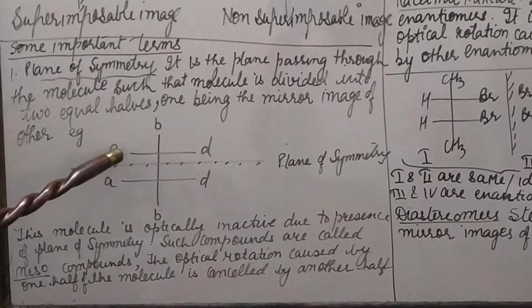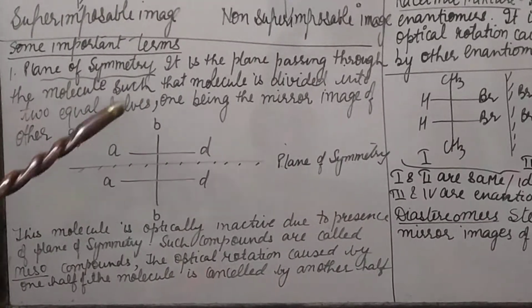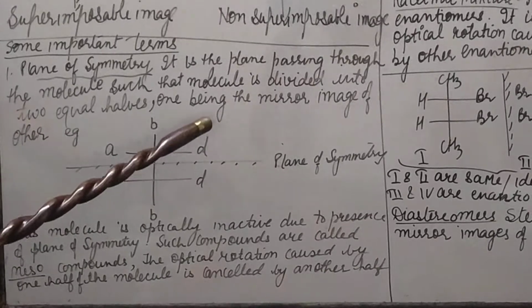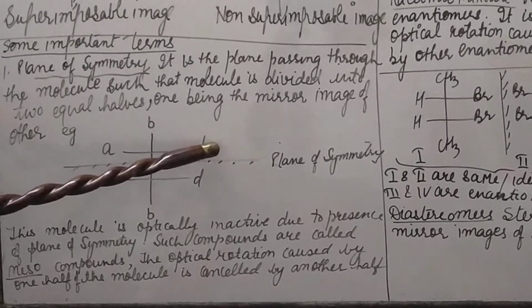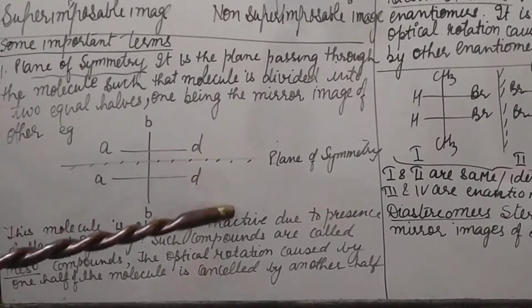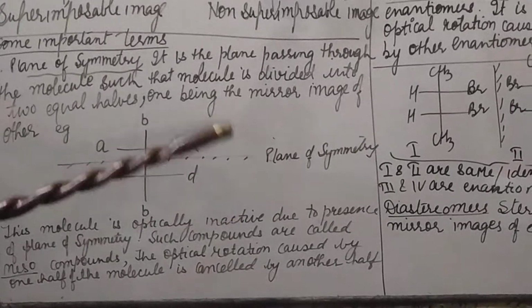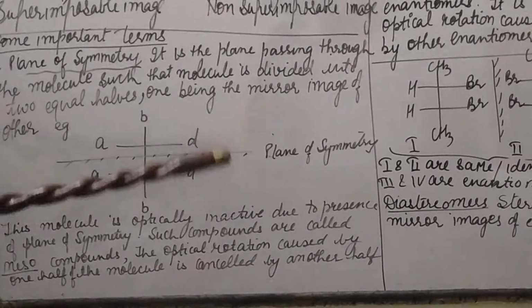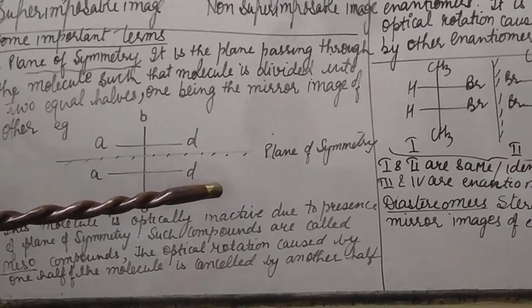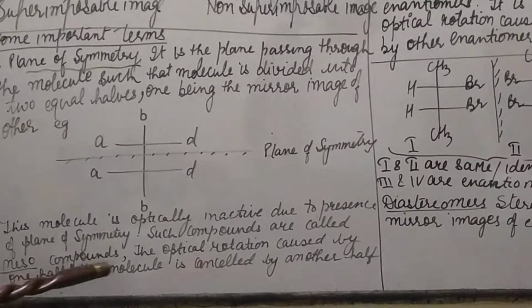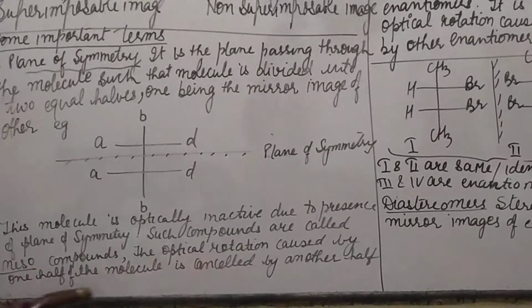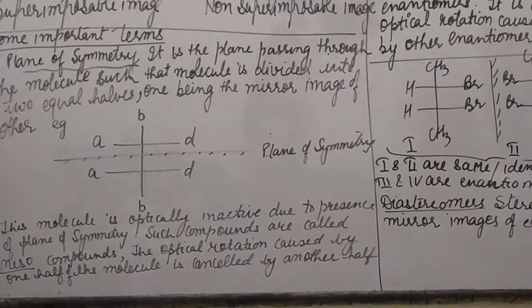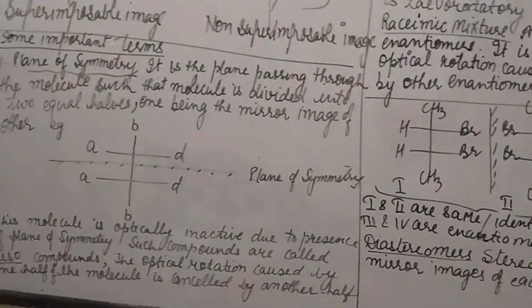Actually what happens in this is, this half part of the molecule causes rotation, but that rotation is cancelled by this other half. One half part of the molecule causes rotation in one direction, while this causes rotation in another direction, and the resultant rotation gets cancelled. So there is no rotation of plane polarized light. Such compounds are called meso compounds. This term is very important. Meso compounds: the optical rotation caused by one half of the molecule is cancelled by the other half. So the character of a meso compound is that it has a plane of symmetry.